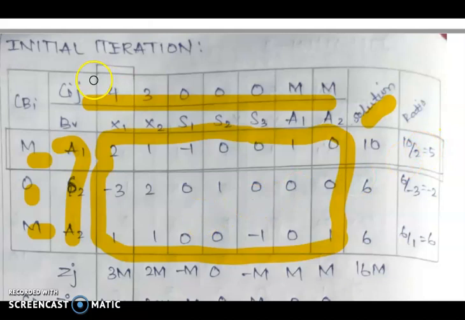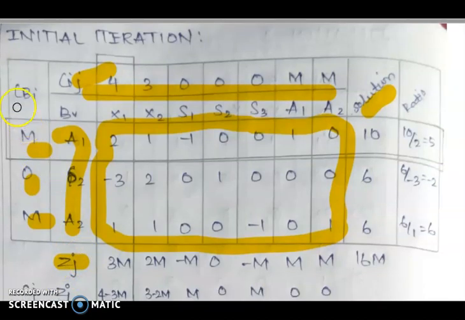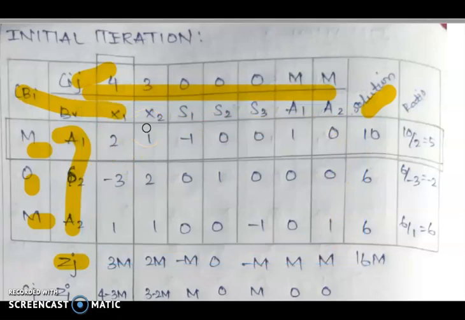Again we have to calculate. We know Cj, but we don't know Zj. To calculate Zj, we use CB times each column. For the first column we get 2M plus 3 minus 0, 0, 1 into M, so totally 3M. Similarly for the next column, 1M plus 2 into 0, 0, 1M, giving 2M.